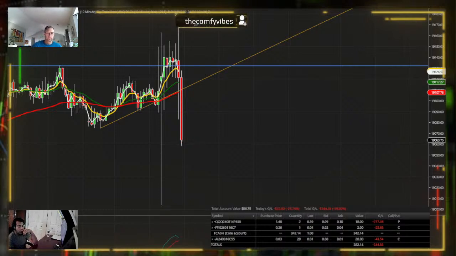But on the 30 minute, I still see an uptrend. This thing can hit the 50 EMA on the 30 minute, and that's where I believe it's going, and then we can just pop right on back. So that's what I'm going to wait for.